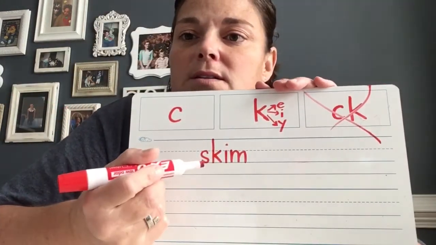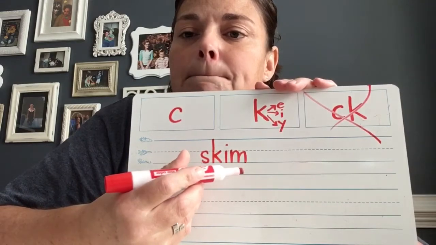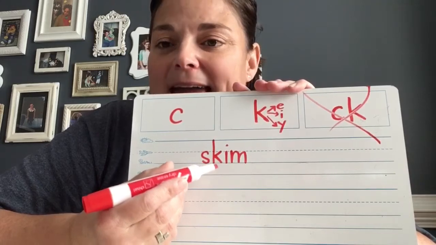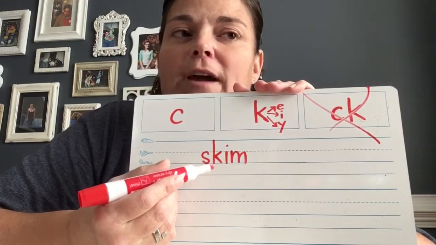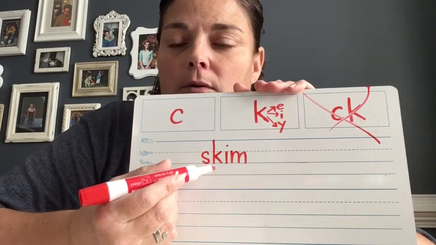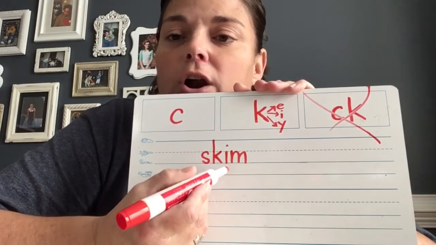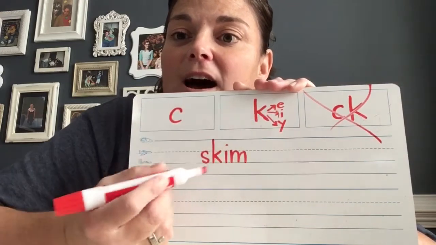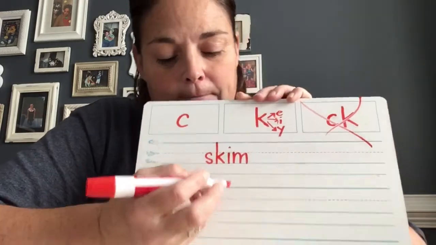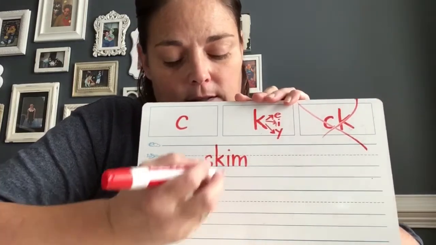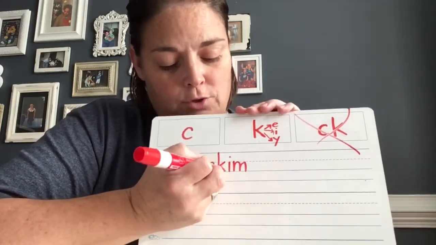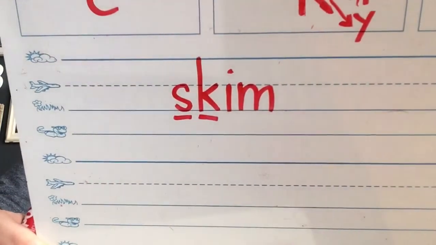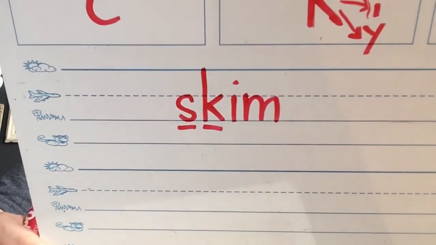Oh, skim. Why did I use that K for the k sound? What comes next? The letter I. Is I one of the letters? It is! Skim. Okay, we've got to mark the blend. 2 sounds, 2 underlines. Skim. Fix it if you have to.